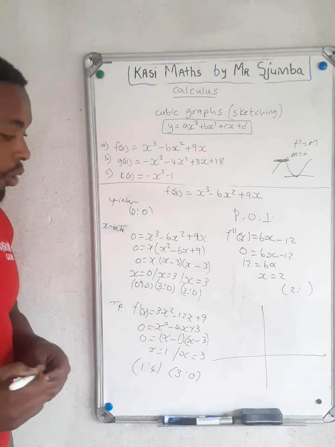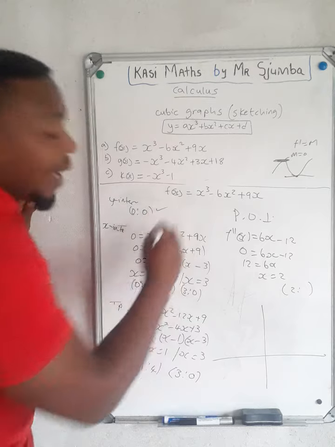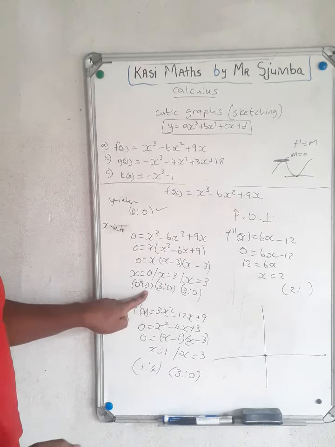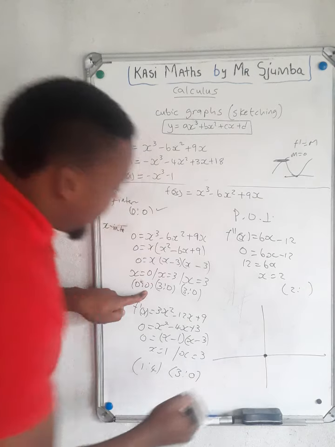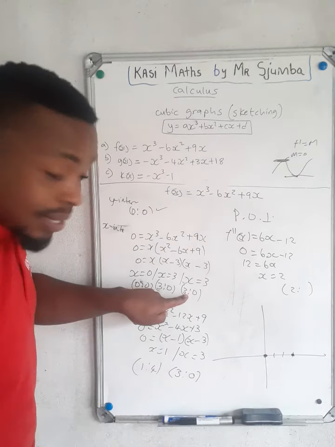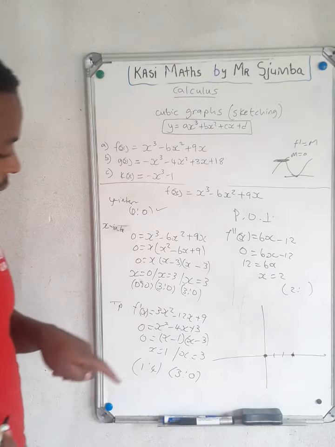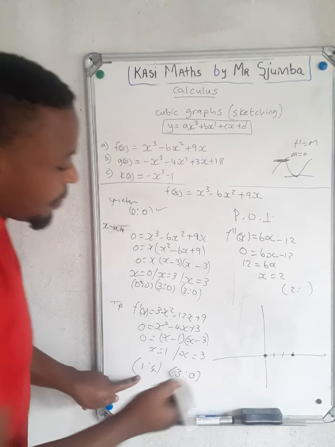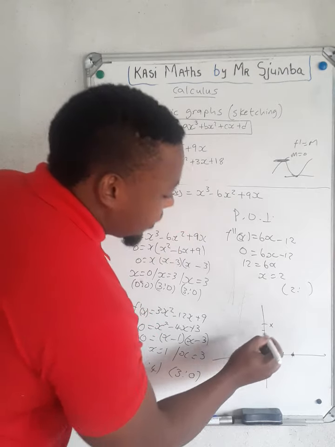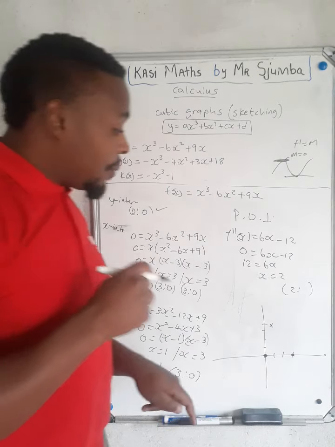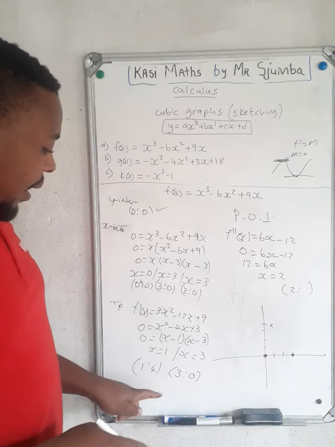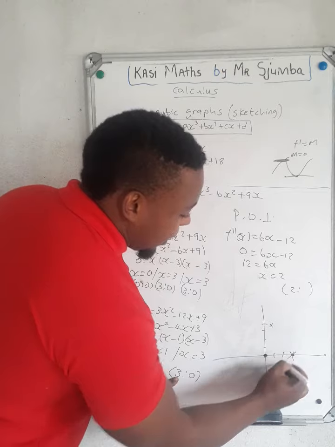Then now we have to plot, we have to sketch. Y-intercept (0, 0) here. X-intercepts (0, 0) and (3, 0) here. Right, turning point (1, 4) here. For a turning point I put a cross, so that I won't make a mistake with my figure. Another turning point is (3, 0) here.